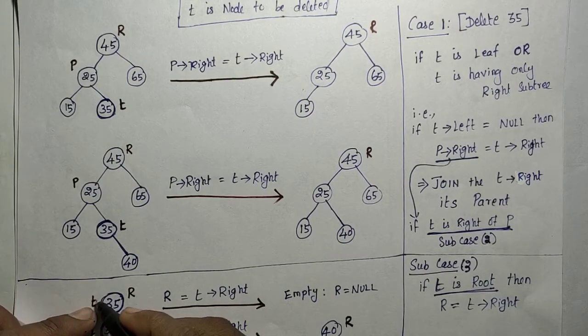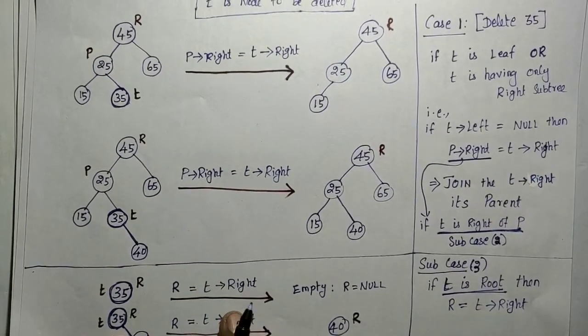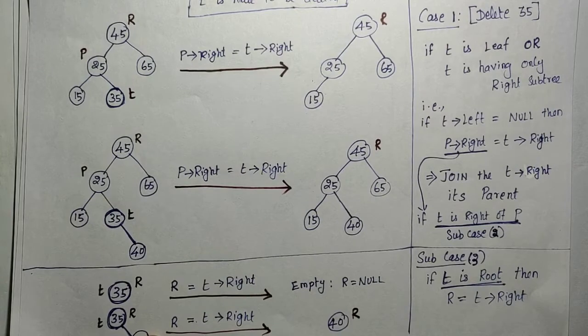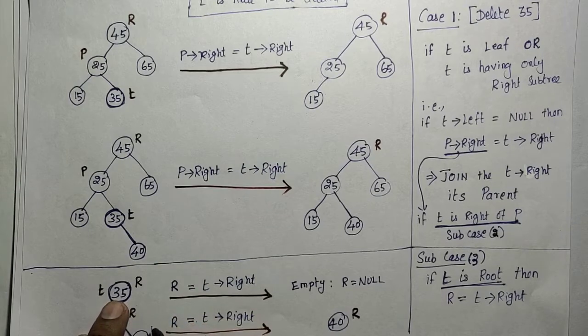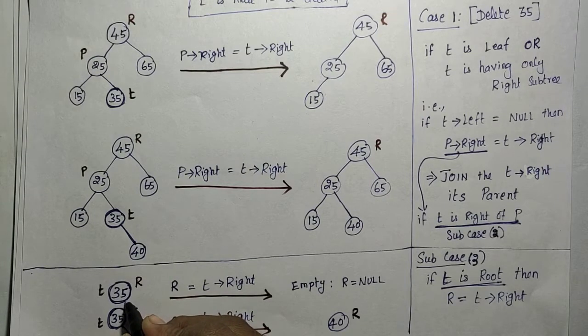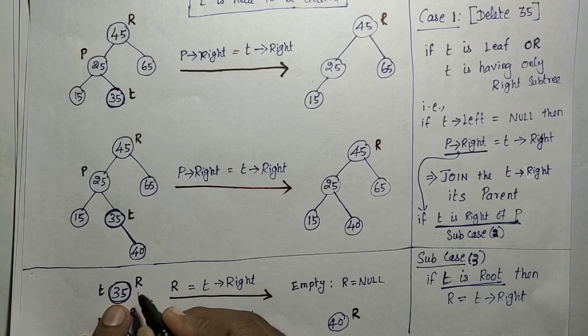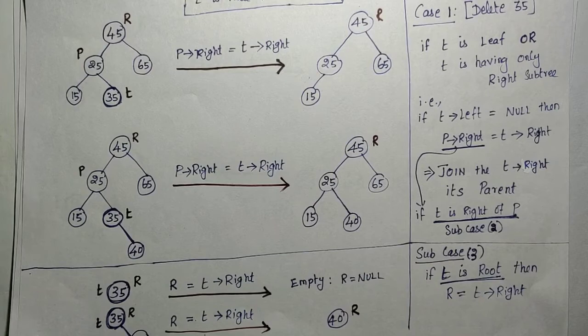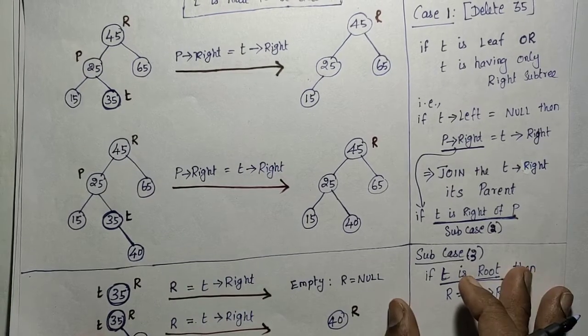But in this case there is no parent for the T, because T itself is a root. So instead of linking the right of the T to its parent, we need to set the T of right as the root, because there is no parent for T. Whatever is in the right side of the T should be set as the root. For example here, null is the right, so null will be assigned to the root. Null assigned to the root means the tree becomes empty. So after deleting that 35, the tree status will be empty.